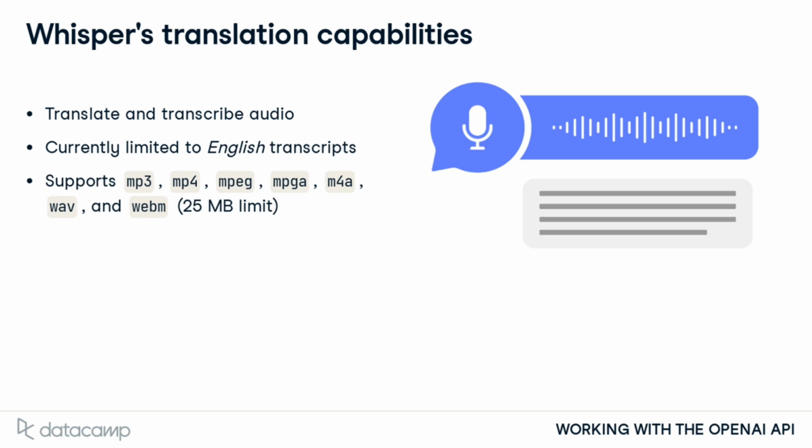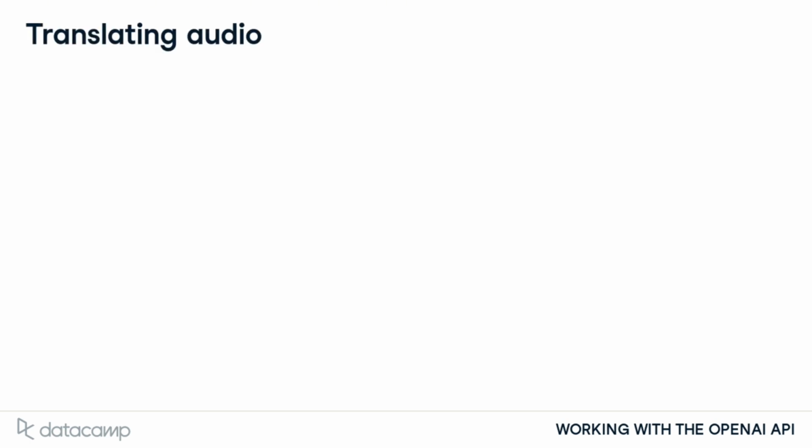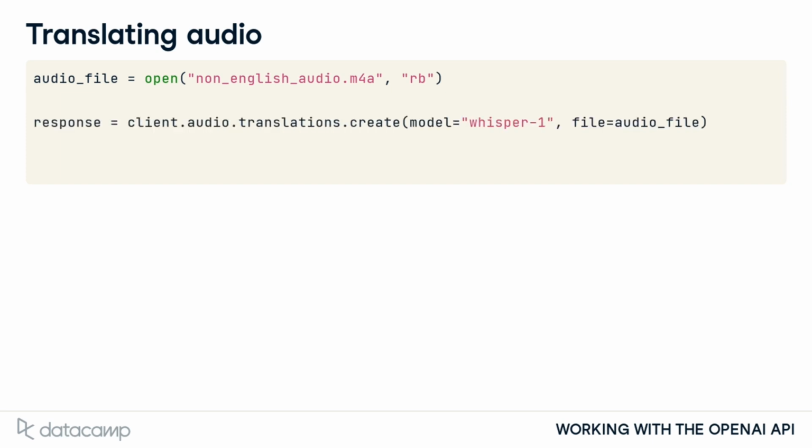The process for translating and transcribing audio is almost identical to normal transcription, with just one change. We open the non-English audio to translate and transcribe, which in this case is an M4A file. This is where the change comes in. Instead of calling the create method on client.audio.transcriptions, we call it on client.audio.translations. The translated transcription can be extracted using the text attribute.